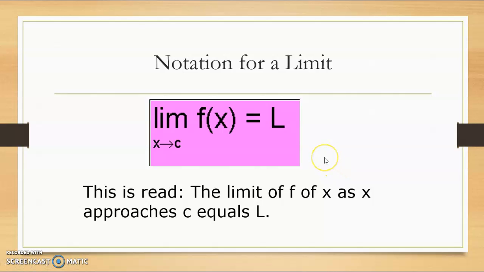First, what's the definition or the notation we use to write a limit? This is the notation you can see. The limit of f of x goes to some constant value, equal to some value. That is called a limit.